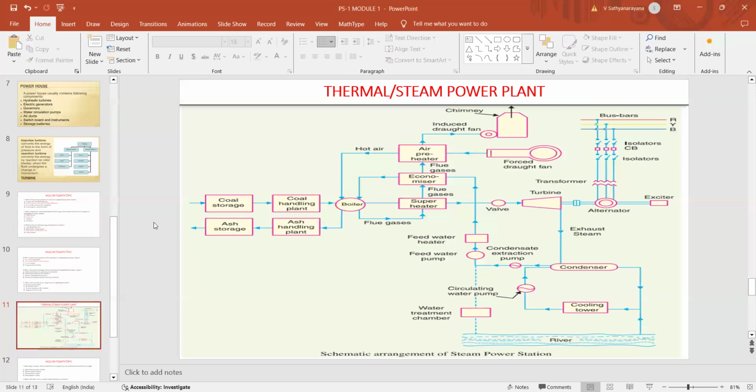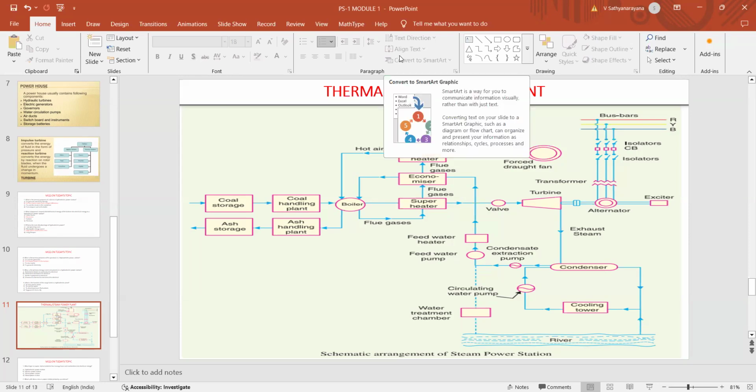Hope everyone was clear with the thermal or steam power plant, how it operates. Yes, sir. Above, the chimney. Yes, sir. See the last point, at the top of that, the induced draft fan and chimney. This is the area where you are sending the flue gases out. The remaining gases which are not at all useful, we are sending them out by using this chimney.